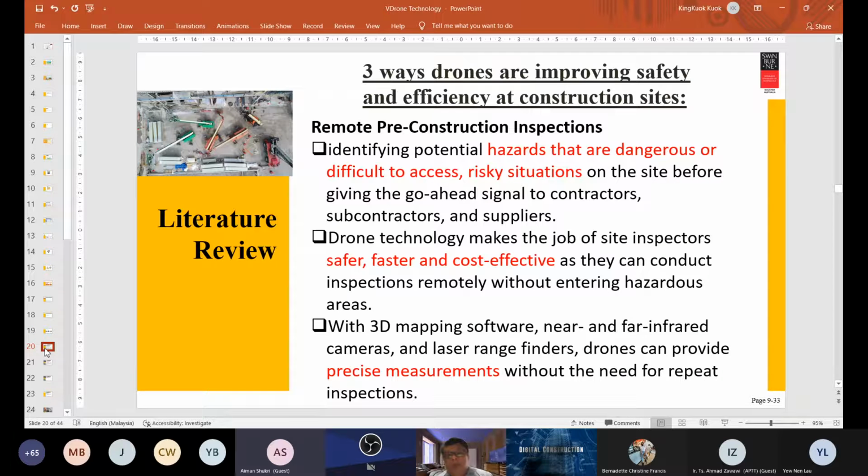There are 3 ways drones can be used to improve safety and efficiency on the construction site. During the pre-construction period, when we fly the drone over, we can identify from the pictures and video the potential hazards that are dangerous or difficult to assess, and identify risky situations. If it is really hazardous, we try to avoid it. Using the drone, we can ensure that site inspection becomes safer, faster, and cost-effective. And if we use the drone for capturing the spot level, it produces precise measurements.